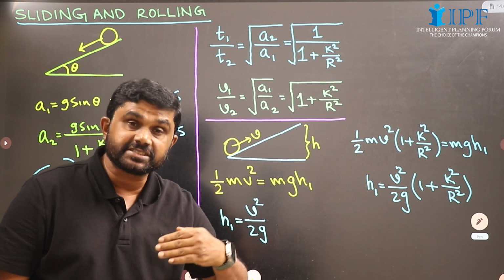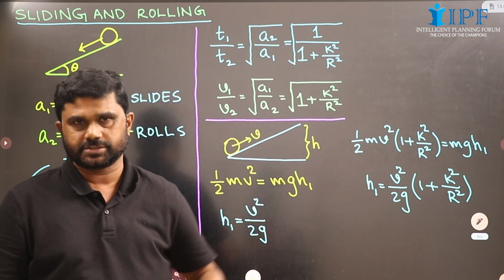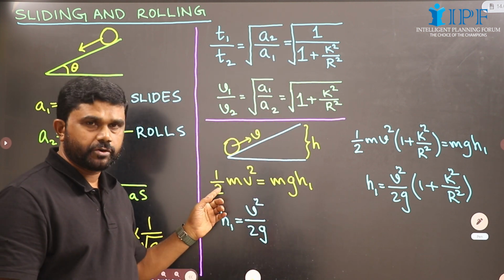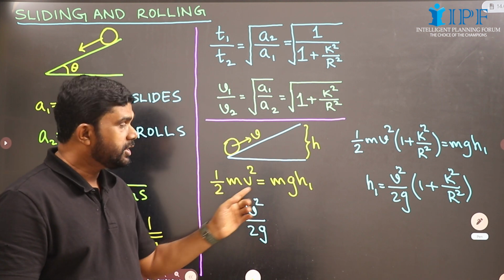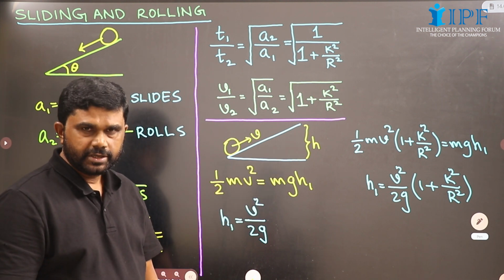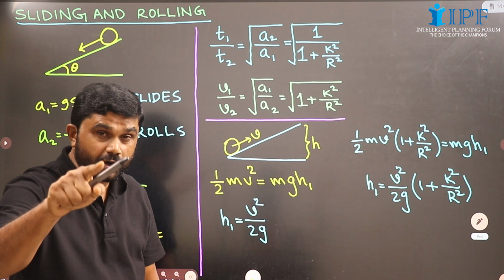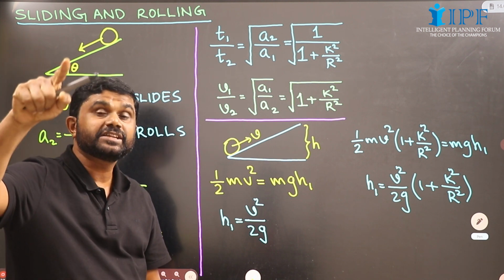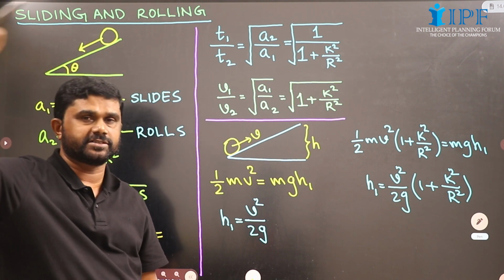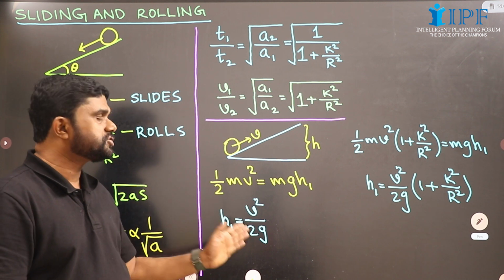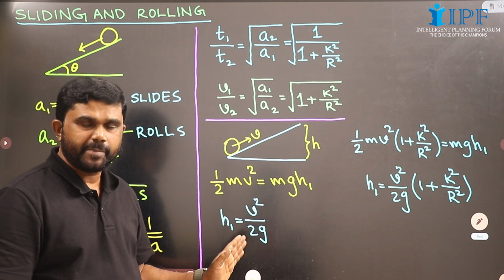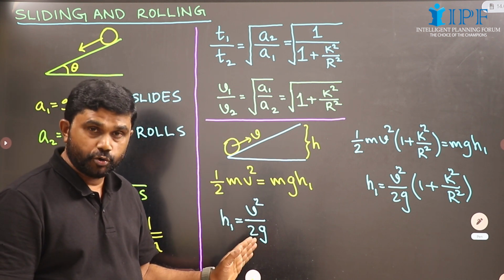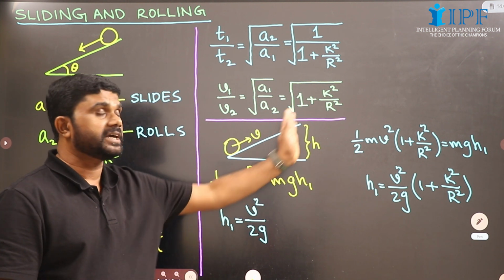And now suppose a body moves up the incline. If it slides along the incline upwards, then half mv square, the kinetic energy at the bottom, equals mg h1. h1 is the height up to which the body goes up, in the first case, when it slides. So h1 equals v square by 2g. This is the maximum height up to which it can go if it slides up the incline.